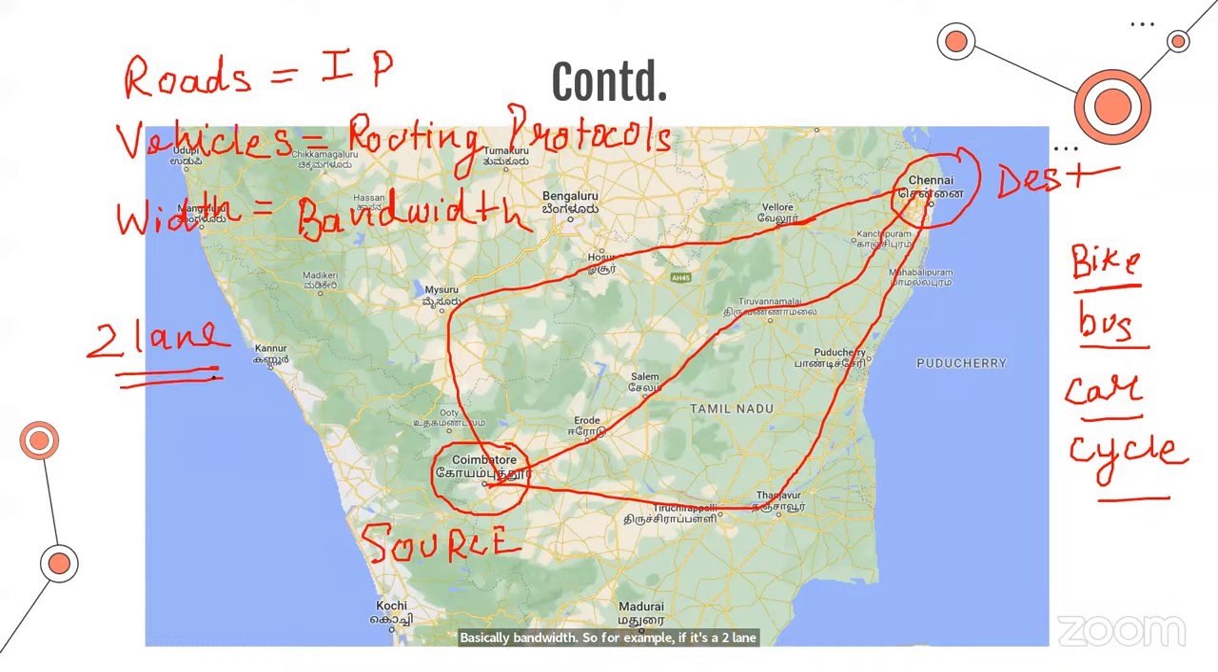For example, if it's a two-lane road, you cannot drive fast, because there will be vehicles on the right side as well as the left side. So it's not easy for you to drive fast. If it's a four lane, meaning four lanes on the going side and the incoming side, so basically it's an eight lane road, your road is wide. If your road is wide, you can drive fast. So as your bandwidth increases, your speed increases. So your width can be compared to the bandwidth on the internet side.